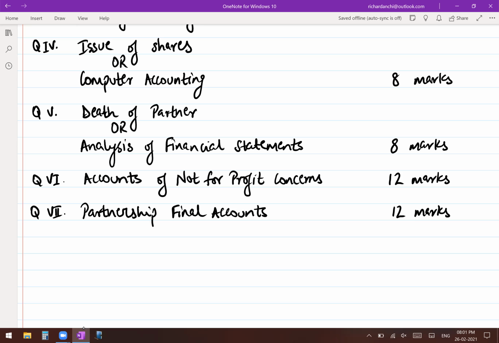For partnership final accounts, you can be asked only trading and profit and loss account, or you can be asked profit and loss account and balance sheet. When they ask you profit and loss account and balance sheet, they can give you the gross profit, so you can continue solving the problem there. We really don't know again what they are going to ask, but you prepare for the full problem. Now this amounts to 80 marks. The total of this paper is 80 marks.